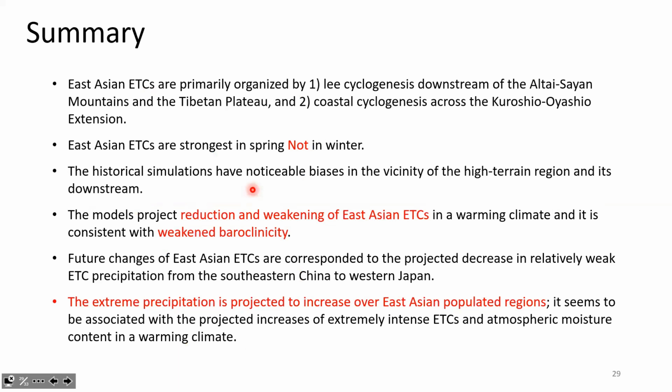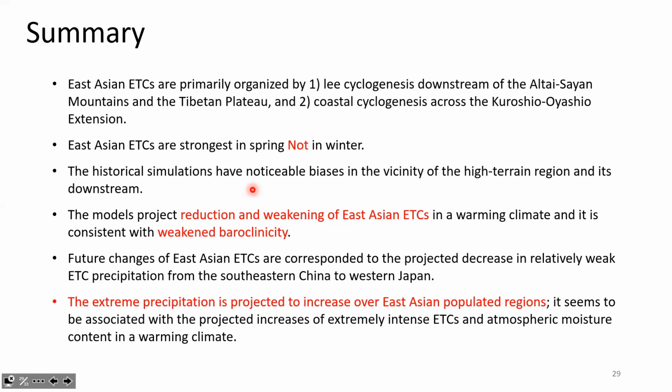My summary. East Asian cyclones are mainly generated by lee cyclogenesis downstream of the East Asian mountains and coastal cyclogenesis across the Kuroshio extension, which has strong baroclinic gradients. And interestingly, East Asian cyclones are the most active in spring season, not in winter season.